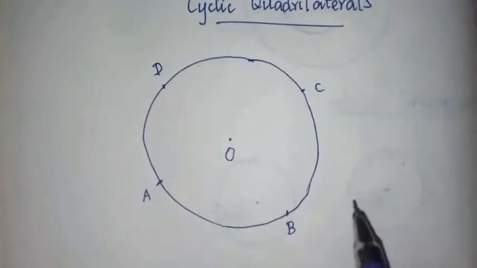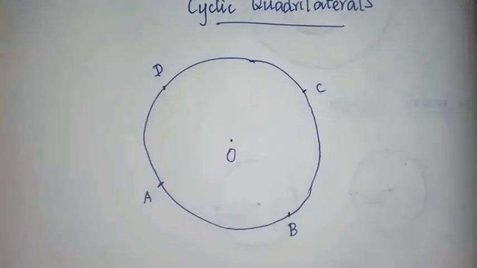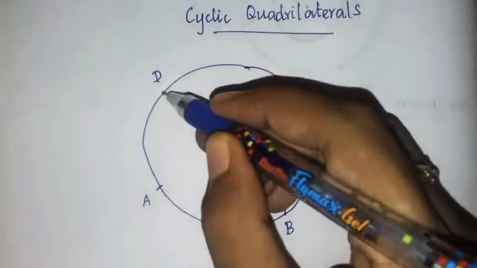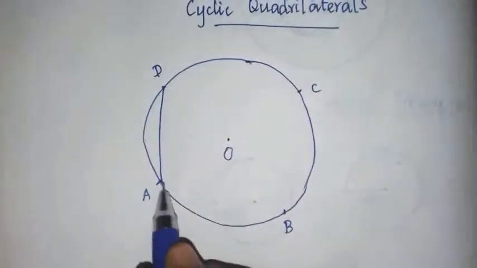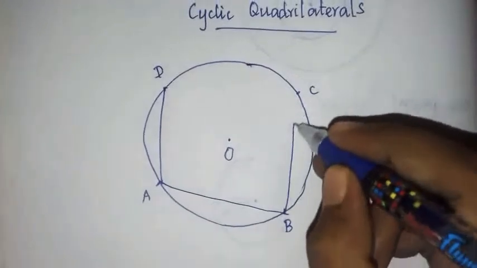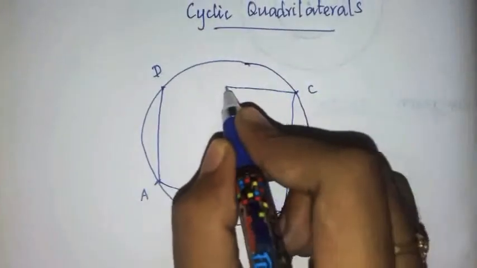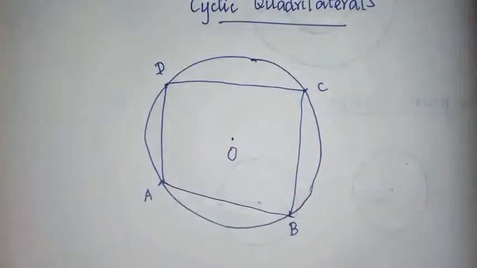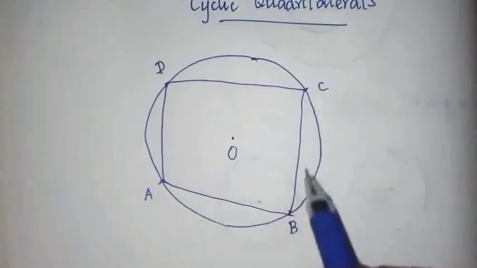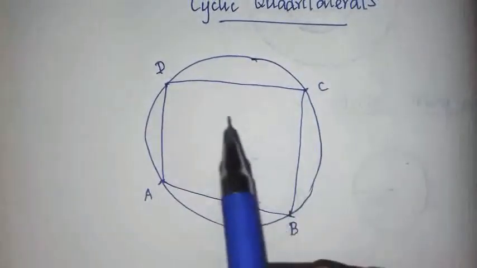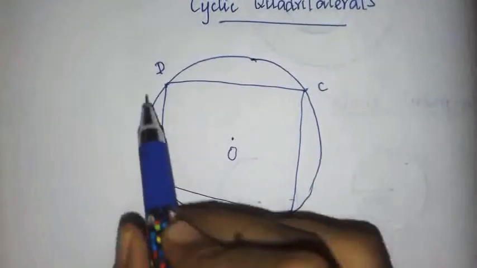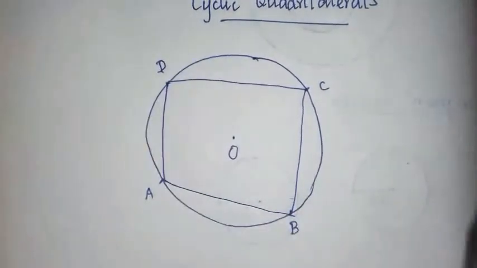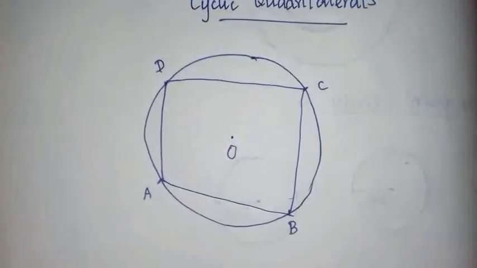Now what are we going to do? We are going to join all the lines: AB, AD, BC and CD. We have joined all the 4 points. This is a cyclic quadrilateral. What is a cyclic quadrilateral? A quadrilateral is called a cyclic quadrilateral if all its 4 vertices lie on the circumference of the circle. Can you understand now what is a cyclic quadrilateral? Yes. Okay.